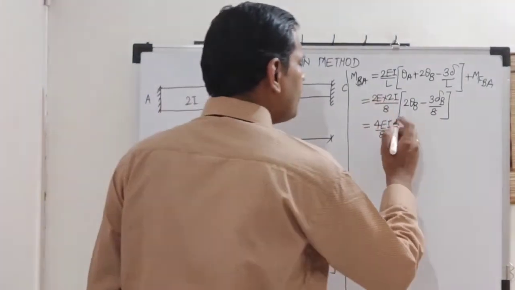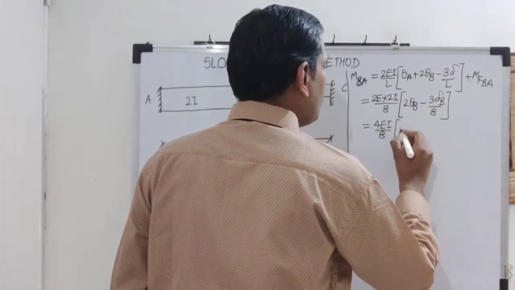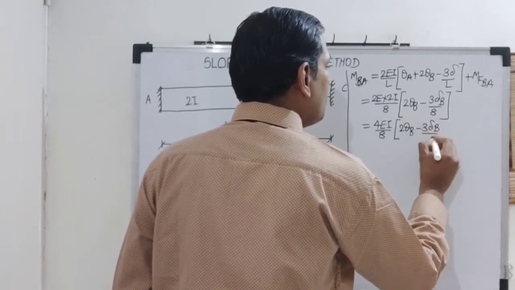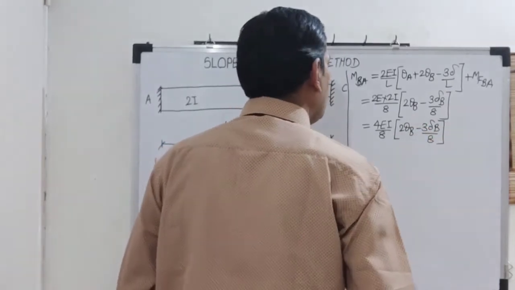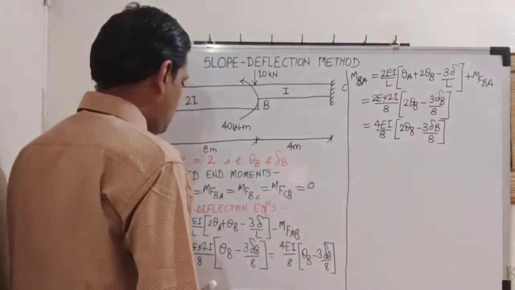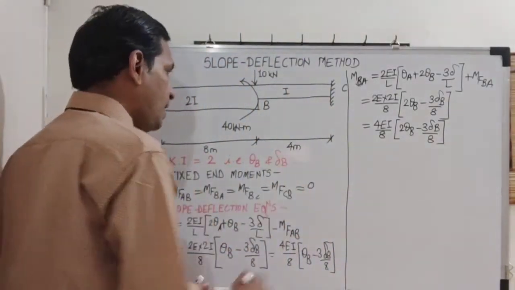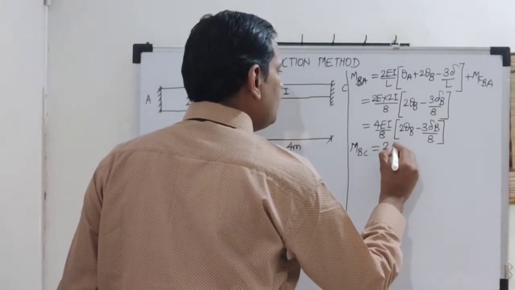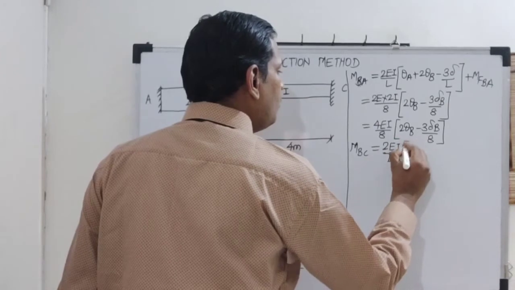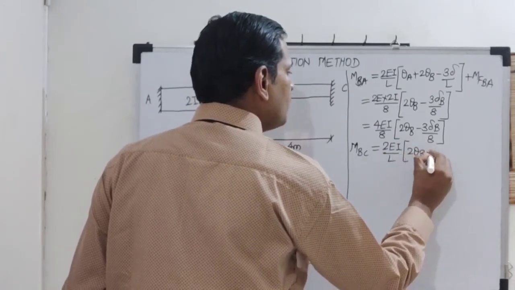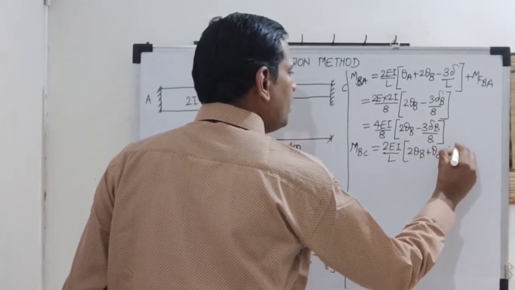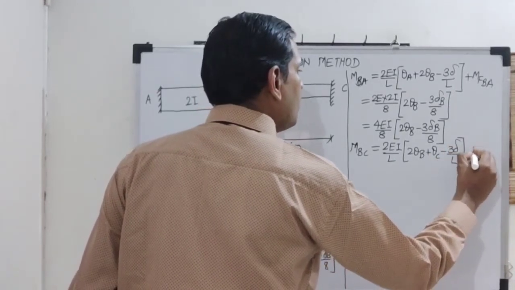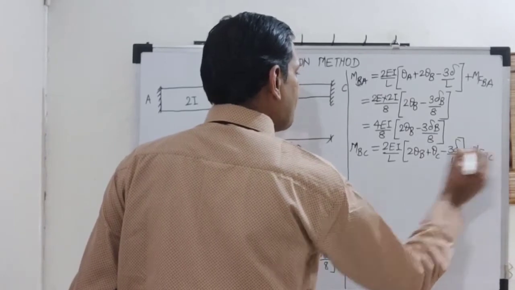So this is 4EI by 8 into bracket 2 theta B minus 3 delta B upon 8. Then the next pair of moments, MBC. What will be MBC? 2EI by L into bracket 2 theta B plus theta C minus 3 delta upon L minus MFBC.